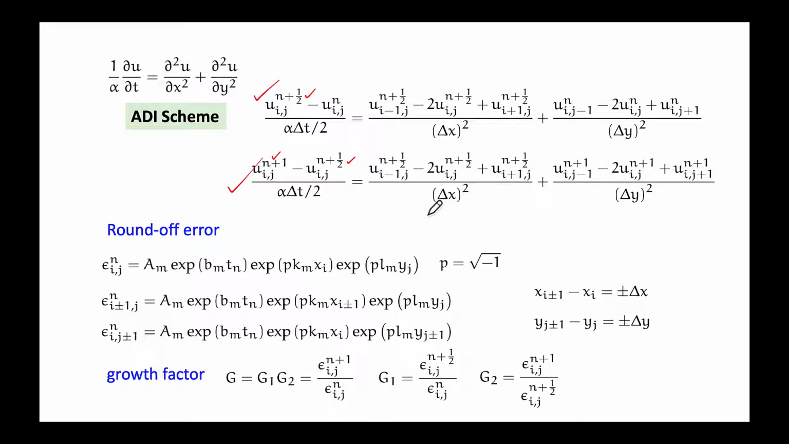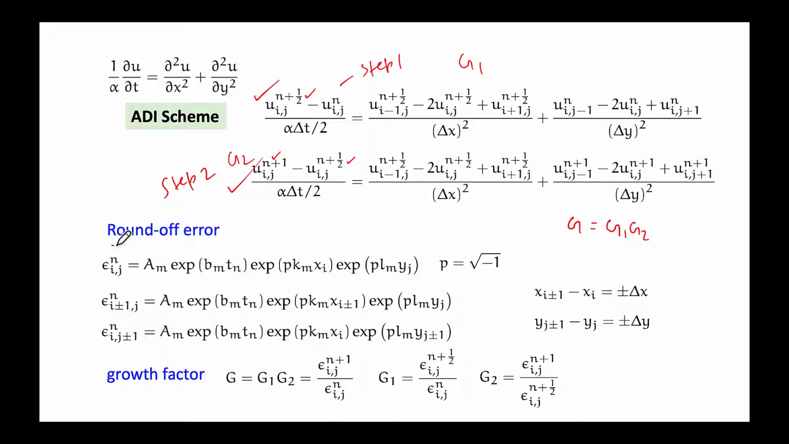So the basic difference compared to our analysis of the previous schemes is that we have a growth factor in both steps. This is my step 1, this is my step 2, and we have growth factor G1 here and growth factor G2 here, and overall the growth factor G will be equal to G1 times G2. So that is how we'll take it.